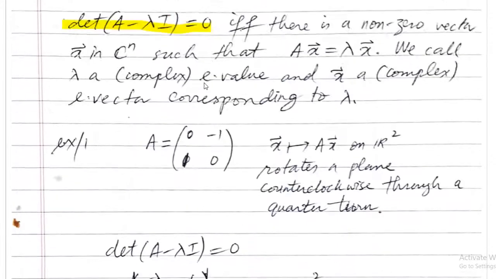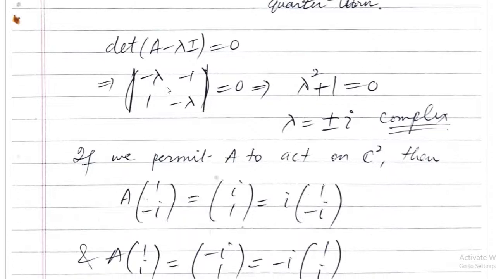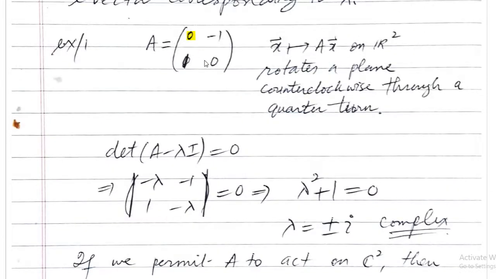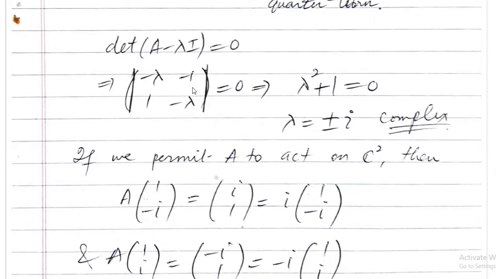Why? Let's say for this matrix 0, minus 1, 1, 0, you subtract lambda from the diagonal, so 0 minus lambda, minus 1, 1, and 0 minus lambda. Find the determinant. You get lambda squared plus 1 equal to 0. So there is no real eigenvalue from here. Lambda squared equals minus 1, so you cannot take the square root of minus 1 among real numbers.